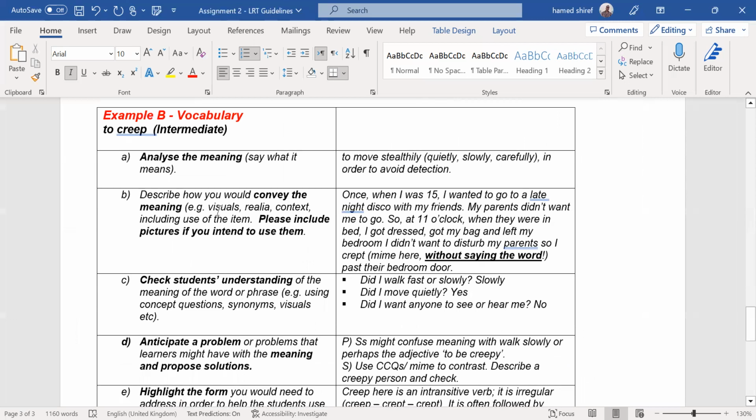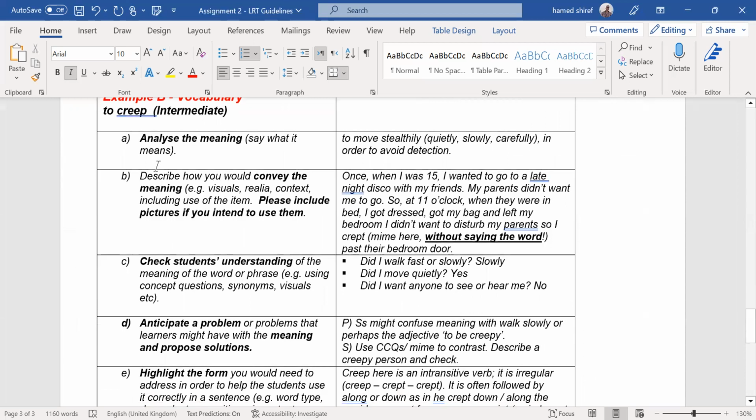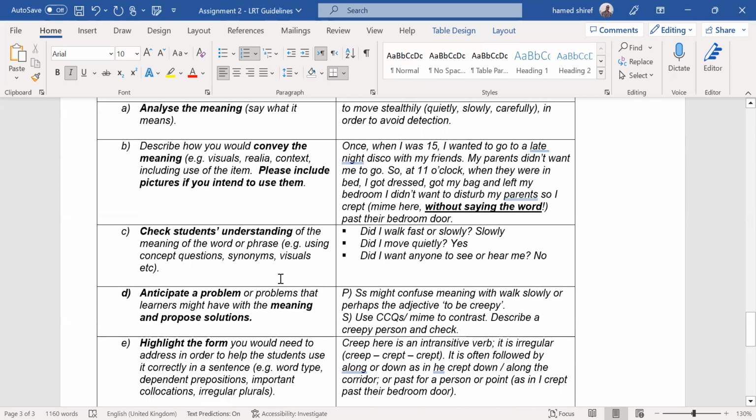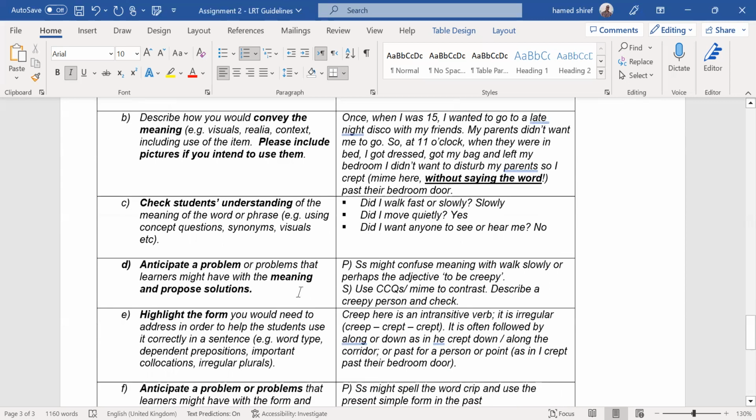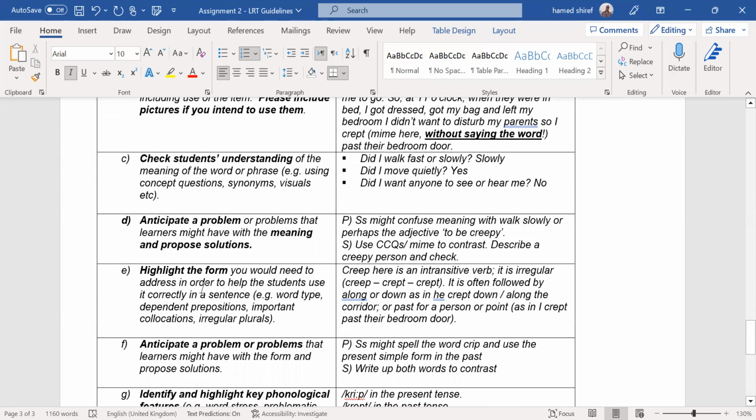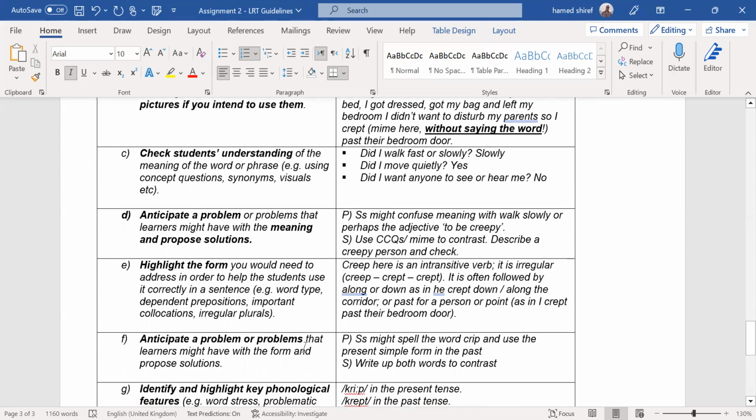Now, if we look at vocabulary, so for example, to analyze the word creep for intermediate level students, again, we'll need to analyze the meaning. And of course, you can get the meaning from a dictionary. You will need to describe how you would convey the meaning, like the short story, the concept questions to check their understanding. You can either use concept questions, synonyms, visuals, etc., anything that will help you check their understanding. And of course, we need a problem in relation to the meaning, the solution, a problem in relation to the form, again, a solution. But this will happen, of course, after you highlight the form, whether it's a noun, a verb, transitive, intransitive, etc.